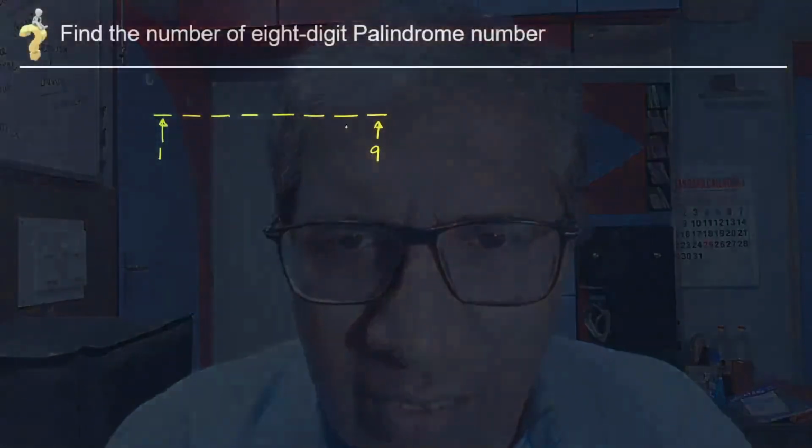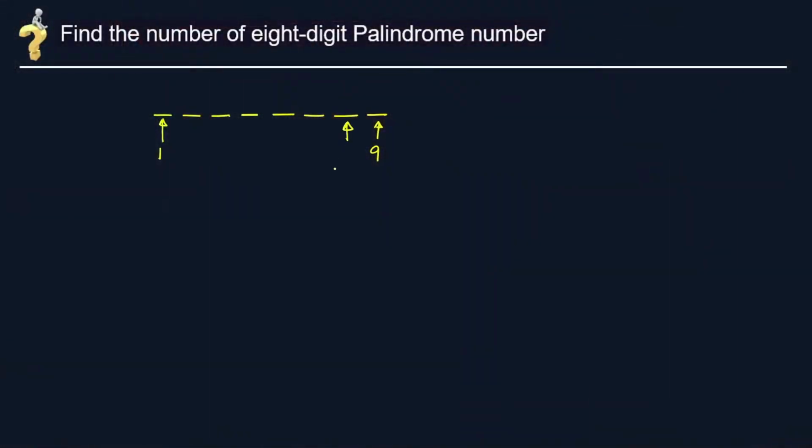Clear? Again, this place now can be filled with any of the 10 digits. Now 0 can come, I don't mind. So this place can be filled in 10 different ways. The moment the digit comes to this place, the same digit has to repeat in this place. Therefore, this place will be filled in only one way. Because whatever digit you are putting here, you are putting exactly the same digit over here. So if this place can be filled in 10 different ways, this place can be filled in only one way. Are you getting the point? Whatever digit you are putting here, you are putting the same digit over here.